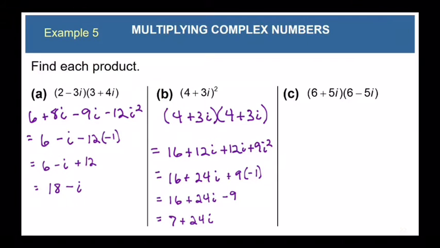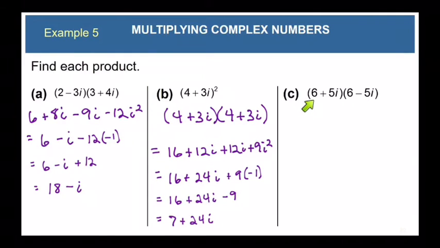In our last example for this page, we have 6 plus 5i times 6 minus 5i. Notice that these are the same two terms, only the difference is the signs between them. So this is called a sum and a difference of the same two terms. These are also called complex conjugates because one is 6 plus 5i, the other is 6 minus 5i. And a conjugate is when you have the same two terms but just a different sign in between. So we're going to see something interesting that happens when we multiply a complex number times its conjugate.